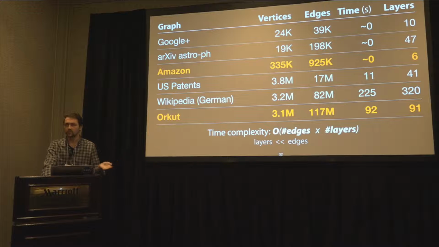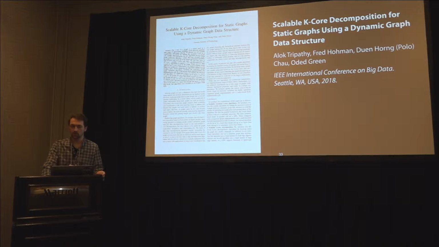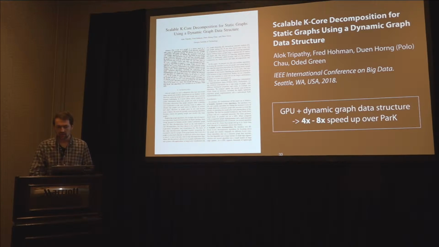And if you're really interested in just the algorithm side, myself and some other high-performance computing co-authors wrote this paper that was at IEEE Big Data just a couple of months ago, where we just looked at that one component of peeling away nodes to get to the dense region. And the punchline is, if you use a GPU, you move these computations to a graphics processing unit, and you use a dynamic graph data structure, you're actually able to get 4 to 8 times speed up over just those results I showed on the previous slide.